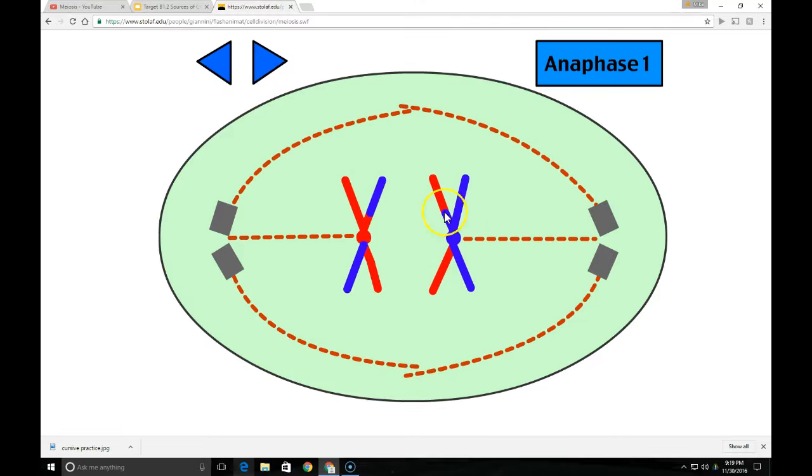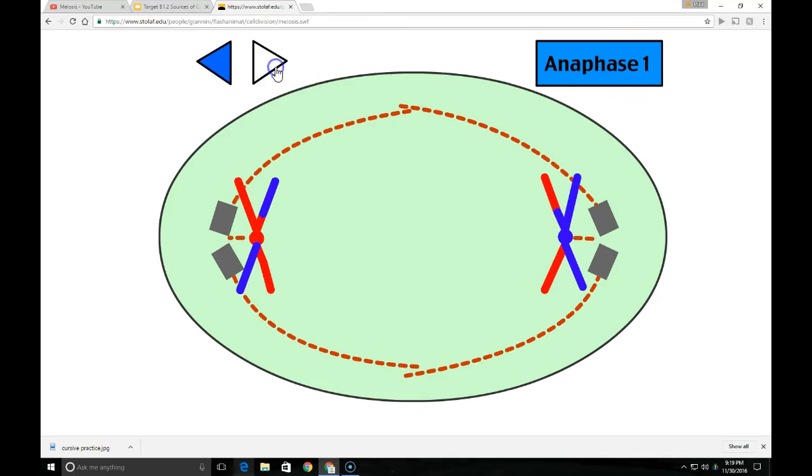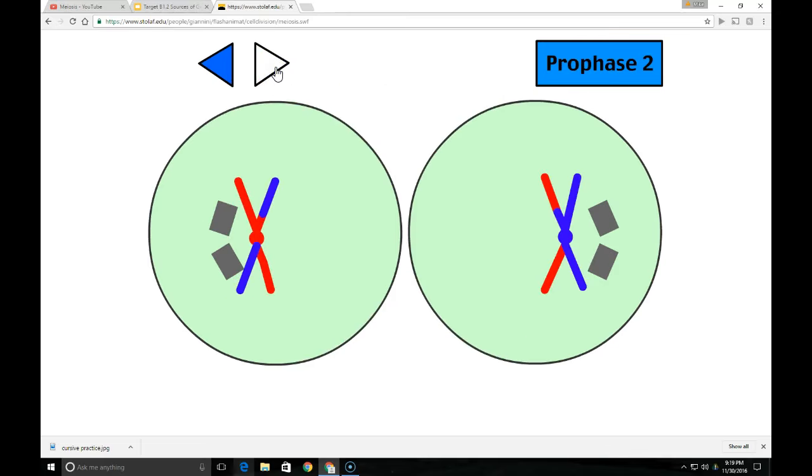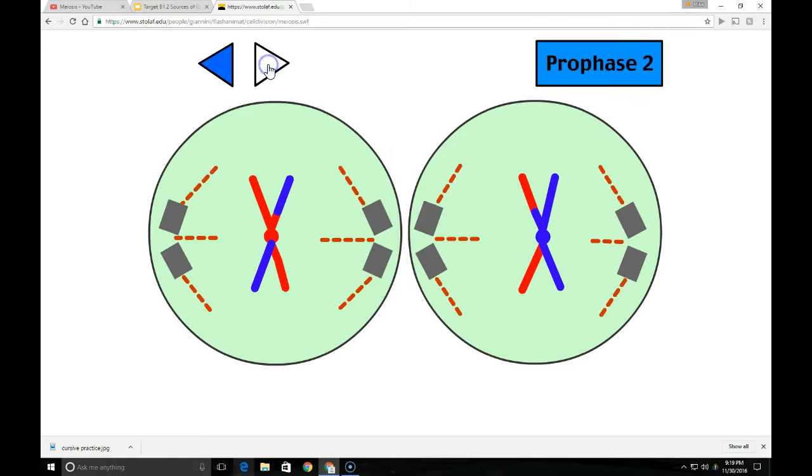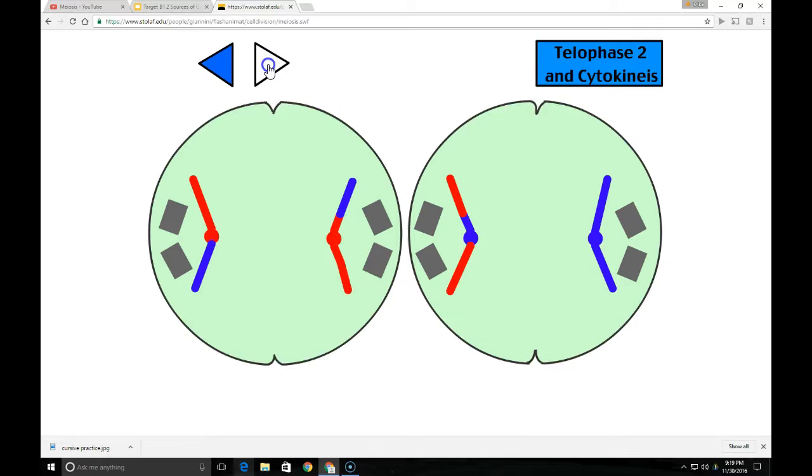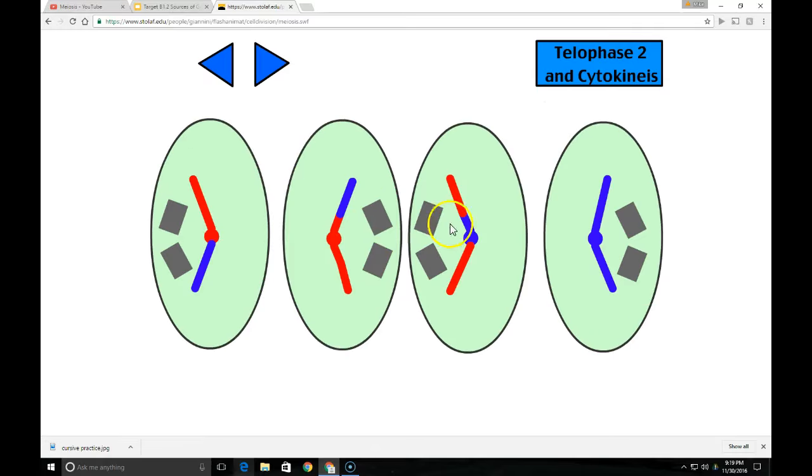Full chromosomes get pulled apart in anaphase, and then telophase and cytokinesis. Now, it goes through another division, so prophase, metaphase, anaphase, telophase, and cytokinesis. So at the end, we've got 4 genetically unique cells with half the number of chromosomes.